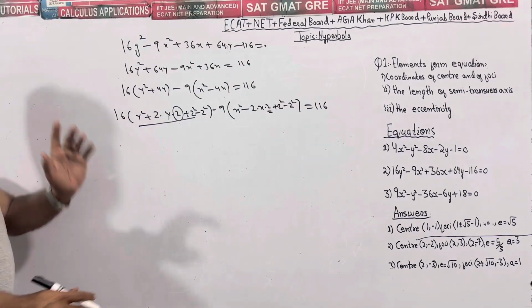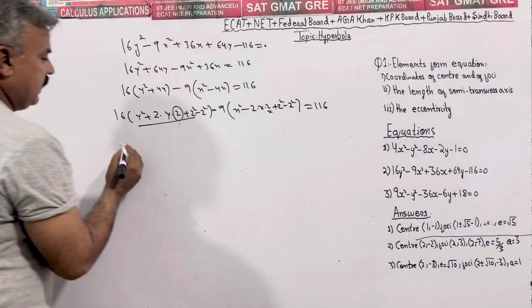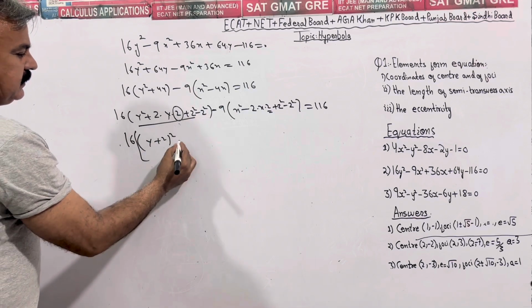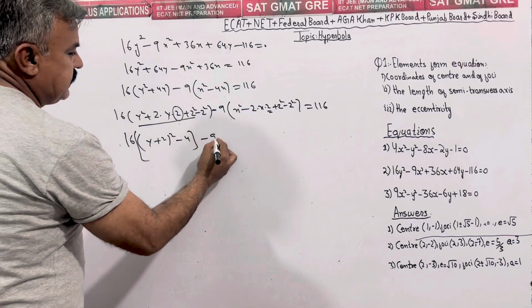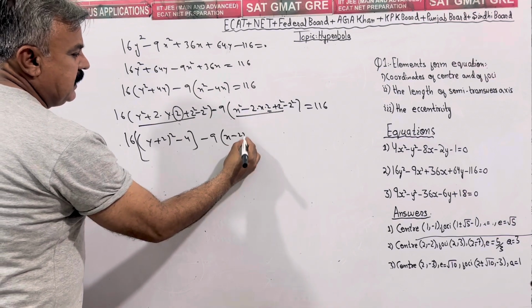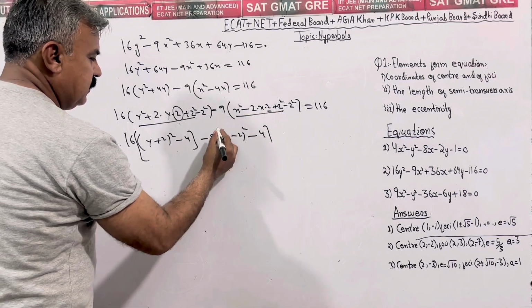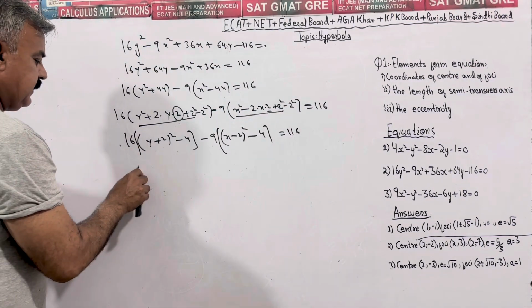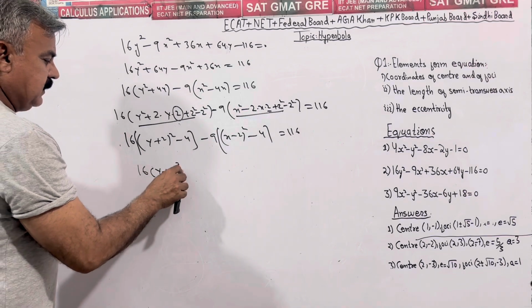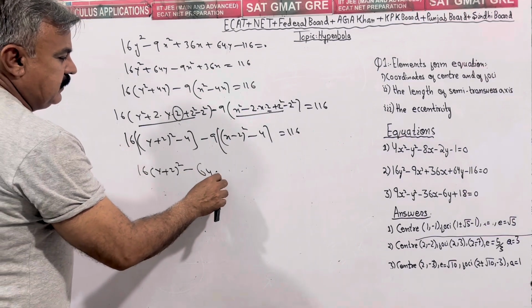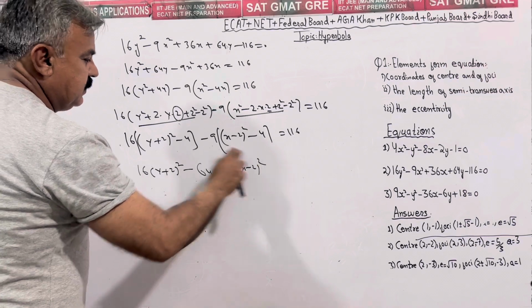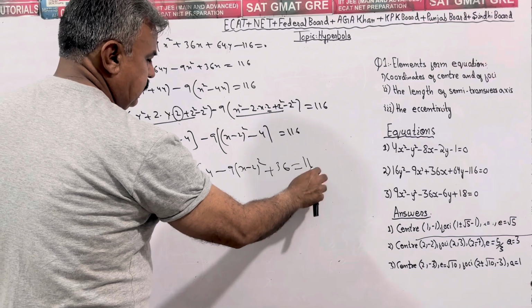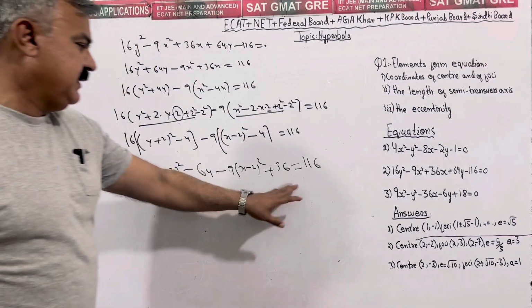Don't forget to multiply 16 throughout, and 9 throughout. In that case, we have 16 times y plus 2 whole square, for the 4 minus 9 times x minus 2 whole square, minus the square of 2, which is 4, is equal to 116. Multiply 16 throughout: 16 times y plus 2 whole square, 16 times 4 is 64, minus 9 times x minus 2 whole square plus 9 times 4 is 36, is equal to 116. So shift 64 and 36 over there.